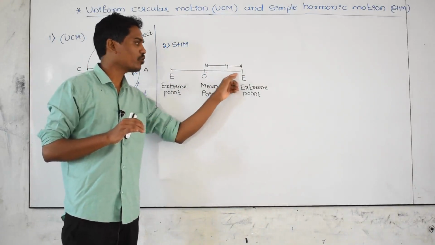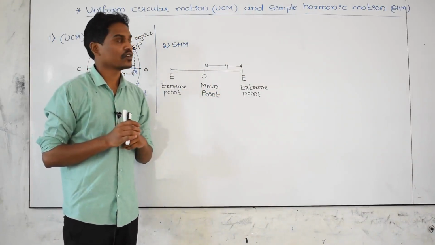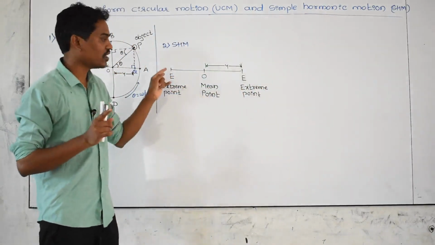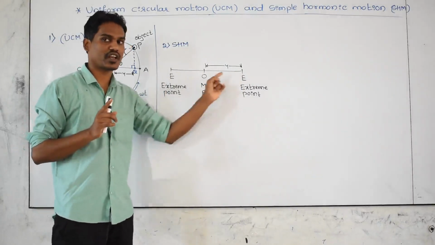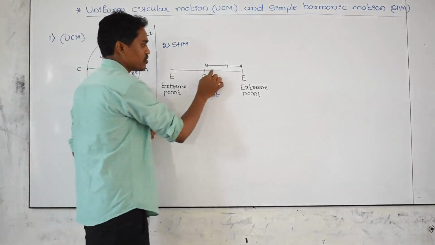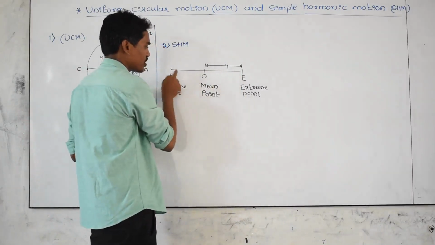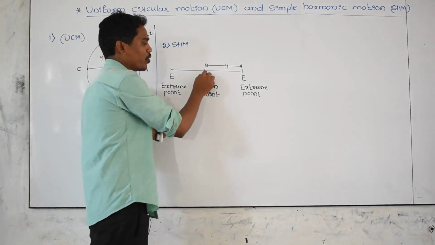From the mean point, the to and fro motion of the body from the mean position is called simple harmonic motion. Another condition is that the body must move in a straight line, and this is the displacement. Displacement is measured from the mean position, either to this side or to this side.